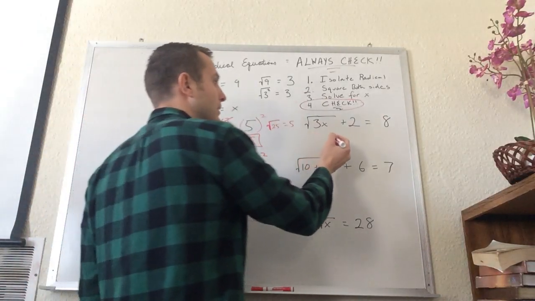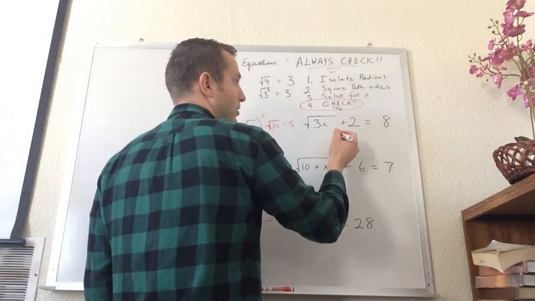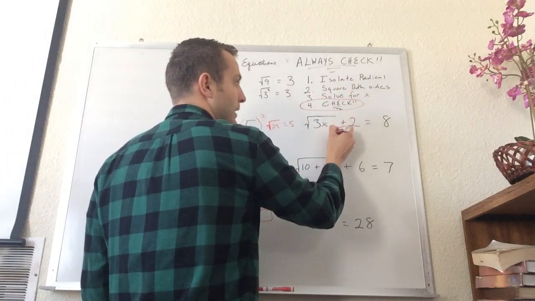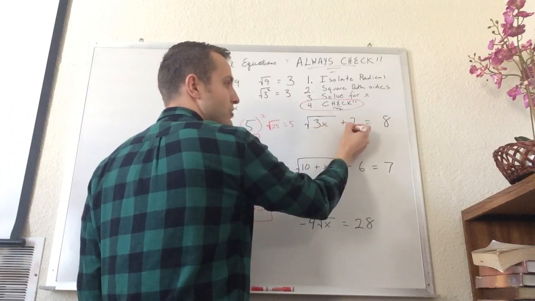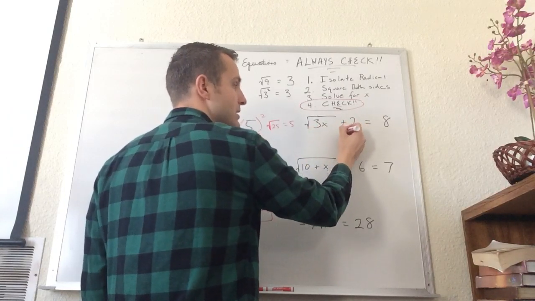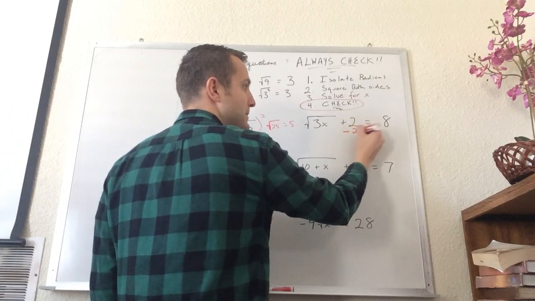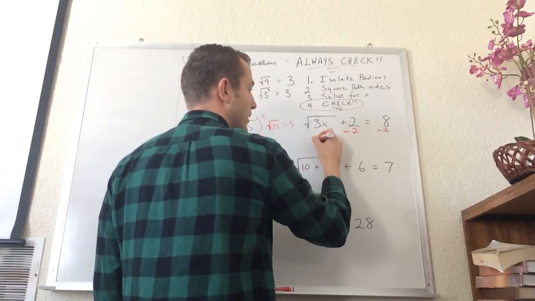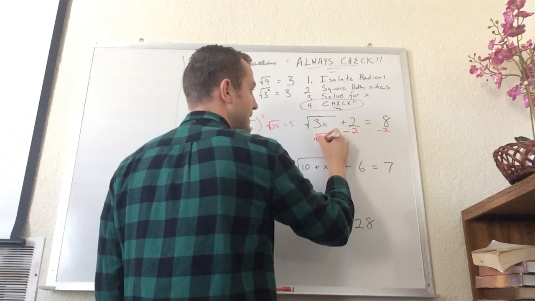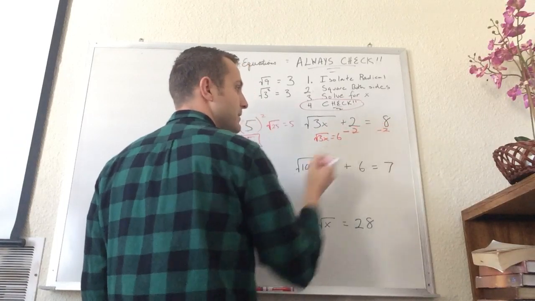Let's look over here. Isolate the radical. Notice this is where the radical ends. So this positive 2 is not inside the radical, so I want to get rid of that first. So I'm adding 2, so I'm going to do the opposite and subtract 2. Now I have the square root of 3x equals 6.